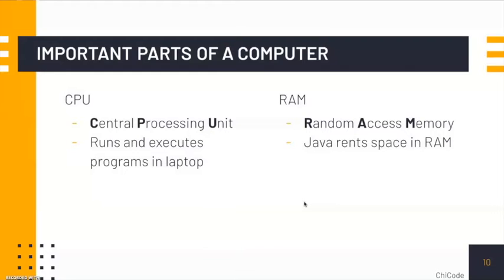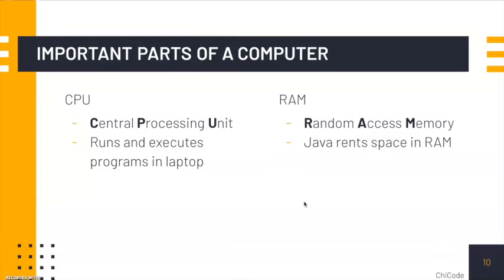Now let's talk about some important parts of the computer before we move on to the entire objects and class part. Where objects and classes are stored and run is where the CPU and RAM come in. You may have heard of CPU and RAM, which is great. I'm just going to give a brief overview and move on. CPU is called Central Processing Unit. It runs and executes all the programs and code that you have created in your laptop. RAM, on the other hand, is called Random Access Memory. This is where you are storing all your code and all your files.